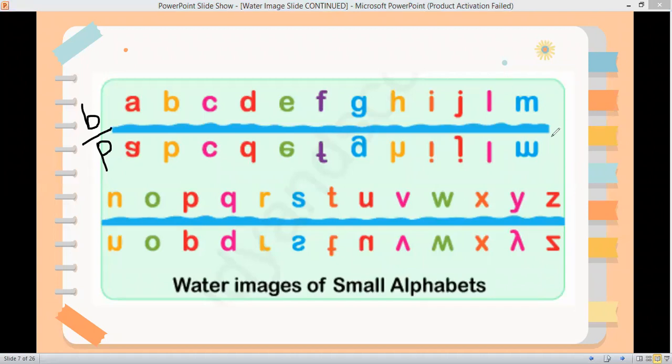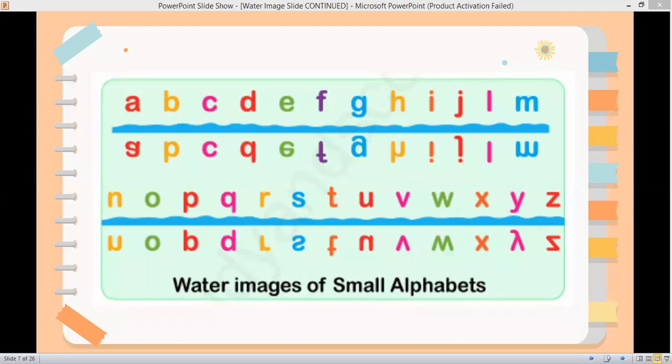Now I will give you one more example to understand. For E, suppose. Okay, for E. Now, what will be the water image of E? It will be just inverted. You can see that the top will become bottom and the bottom will become top. This is how you're supposed to solve all the water images questions, and it's very important. One of the important topics.